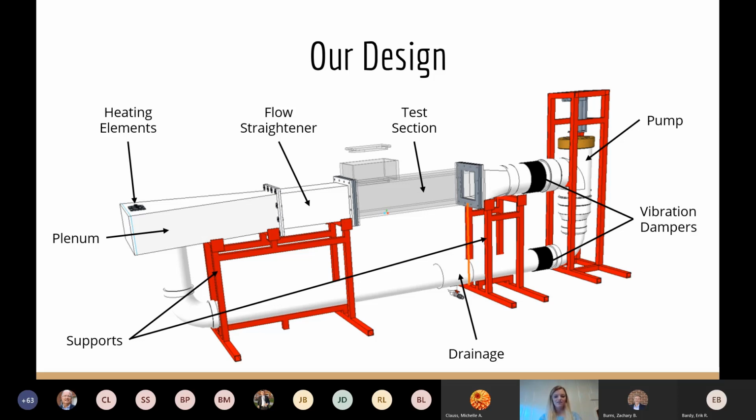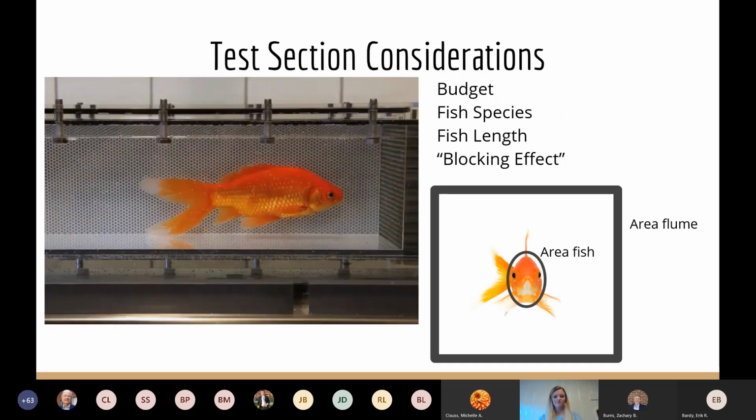Now I will pass it off to Jeff to discuss how the size of the test section was chosen. Hello, everyone. I'm Jeff Kamlow, and I'm going to describe how we chose the size of the flume's test section.